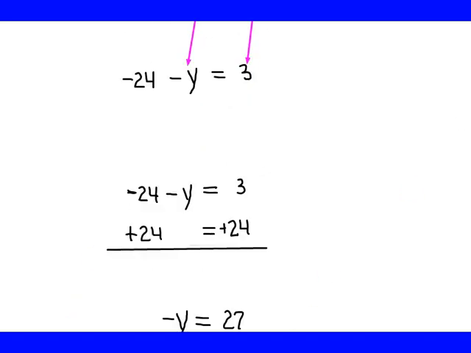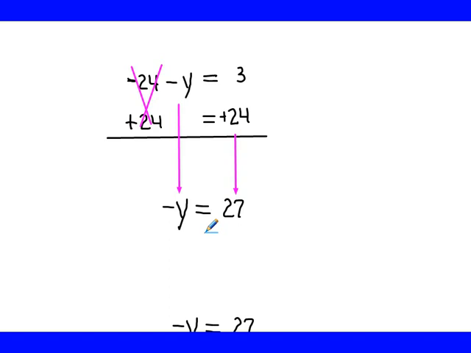And now, in this case, we know we need to get the y, that negative y, by itself. So we have to add 24 to both sides of the equation. And now in this case, the 24's on the left side cancel. And now the negative y comes down on the left side. 24 plus 3, well, that gives us 27.